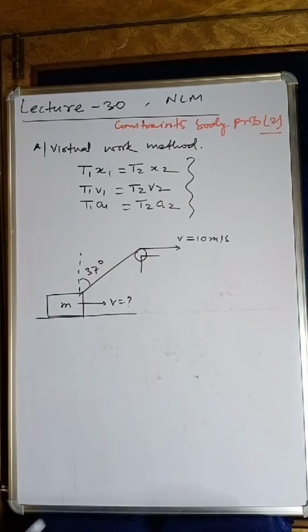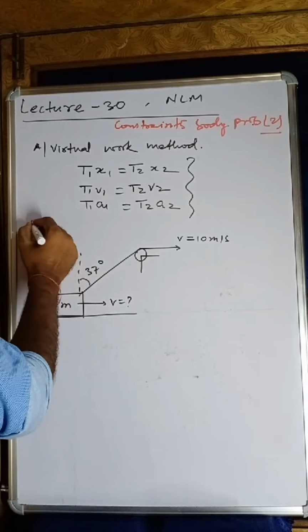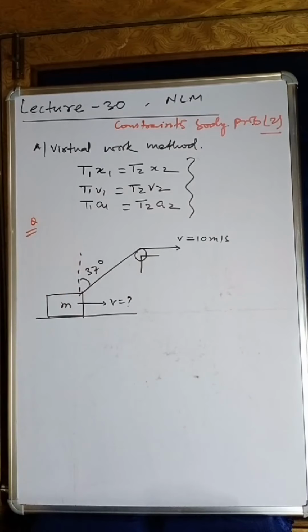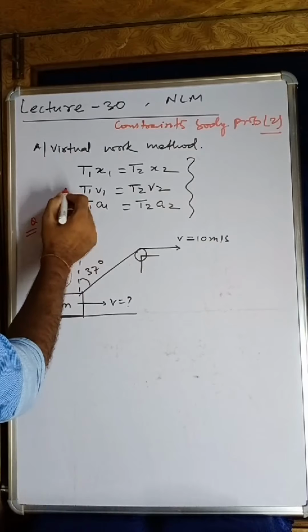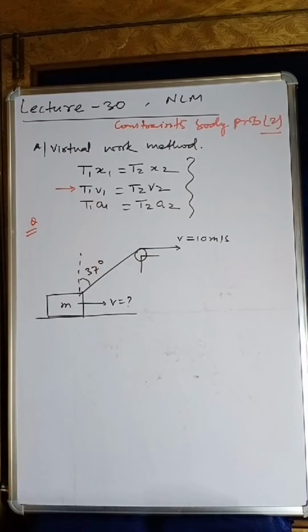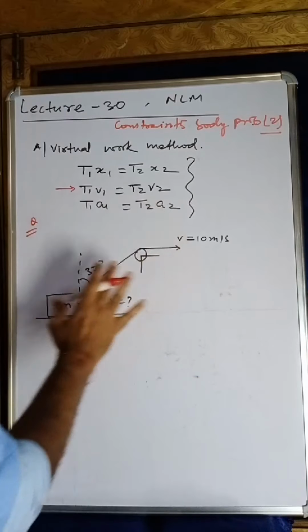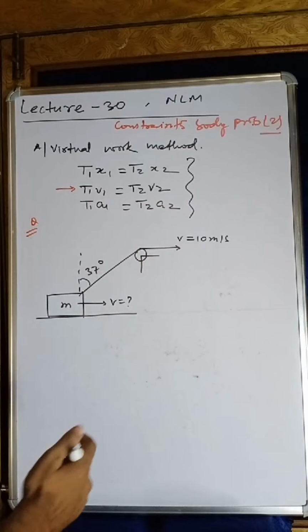How will you solve this question? If you are thinking, very good. Otherwise, let me solve it. This is the first question of our lecture number 30. We will use the relation we studied, that is, T1 V1 equals T2 V2. There are a number of methods, which are the long method, but here we are using the shortcut.